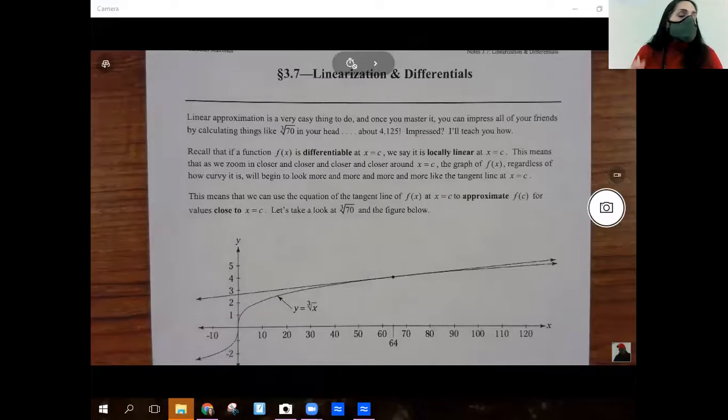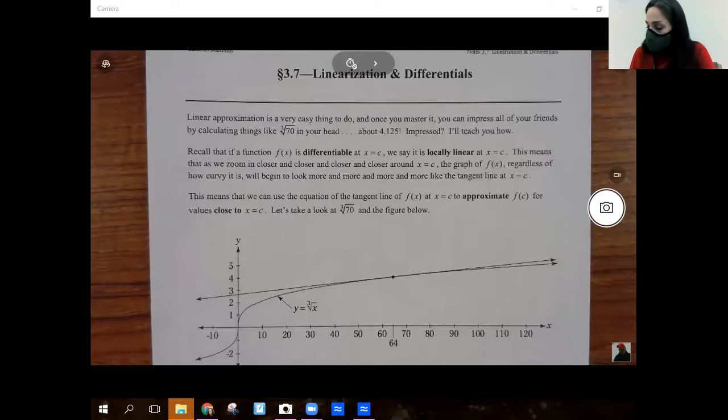Okay, so 3.7 is linearization. And so what you're doing is you are using the tangent line to a curve to approximate certain values of the curve, okay? So y'all should be taking notes on this right now and have paper and pencil out, because this is important. So you're gonna use the tangent line, and if the curve is concave down, your tangent line is gonna end up above your curve. And if your curve is concave up, then your tangent line is gonna end up below the curve.